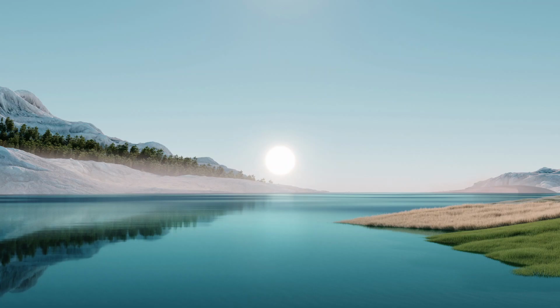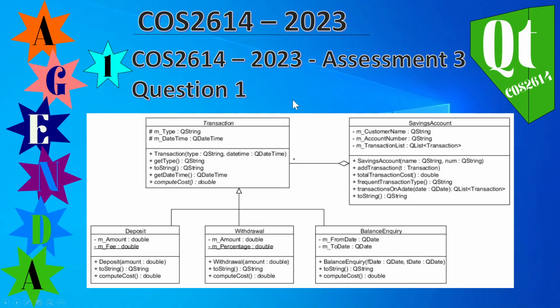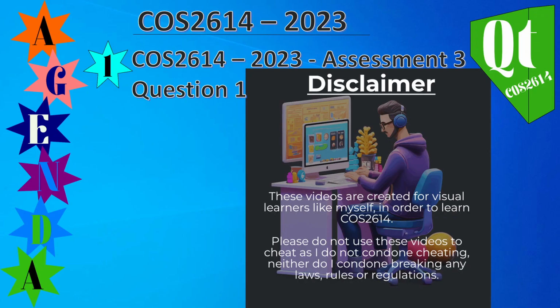Good day. Today I'm going to cover the final bit of our week-long series. It's all around creating the final main implementation file of the functions that have been created here. So we've got a transaction, savings account, deposit, withdrawal, and balance inquiry. All those functions have been defined in the previous videos. So today I'm going to cover the final implementation of the main CPP file.